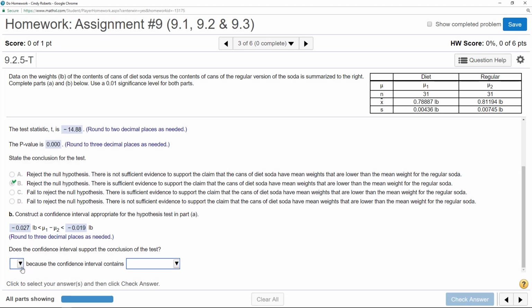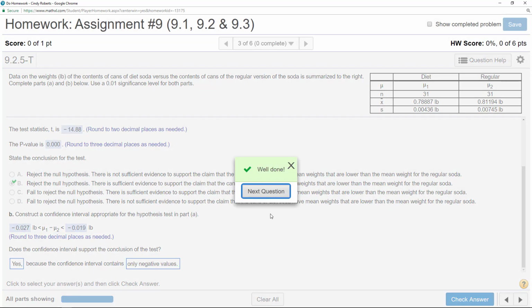All right, so does the confidence interval support the conclusion of the test? Remember, a confidence interval, so the conclusion of the test, and in fact we can look here, is if we accept the null, it is saying there's no difference, so there would be a 0 in this interval, but there's not a 0 in this interval. So certainly this supports our conclusion that we got above, because we only have negative values and 0 is not in our actual interval. And that's it.